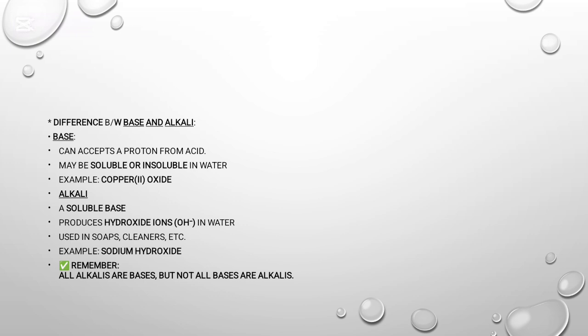Difference between base and alkali: a base can accept a proton from an acid, and may be soluble or insoluble in water, for example, copper oxide. An alkali is a base which is soluble in water. It produces hydroxide ion in water, and is used in soaps and cleaners, for example, sodium hydroxide. Remember, all alkalis are bases, but not all bases are alkalis.